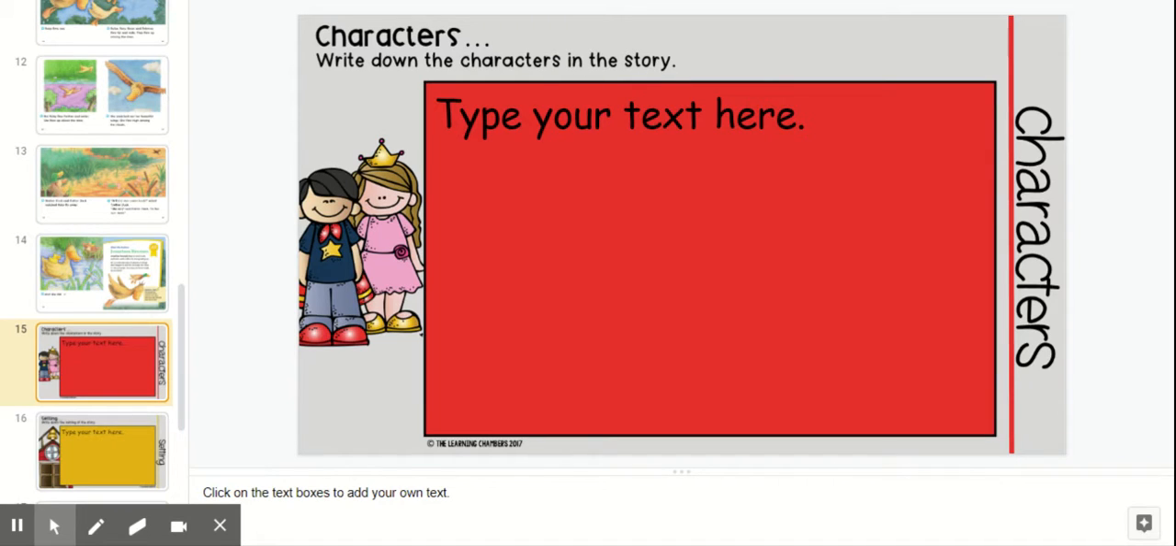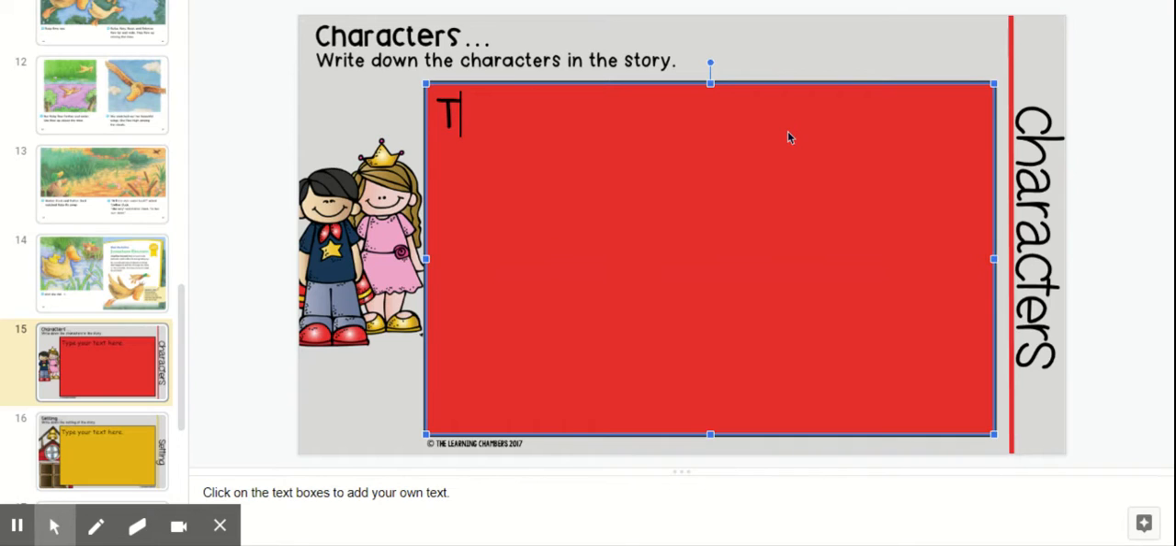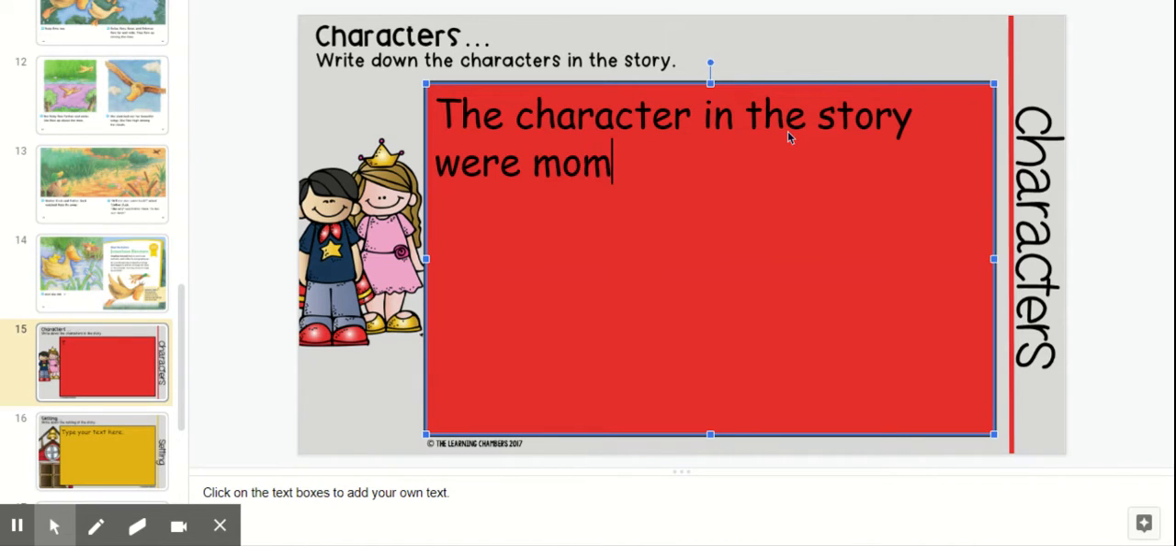And right here where it says type your text here, you'll click, and you'll erase this text because you don't need that. But you'll write the characters in the story were mom and dad, and the brothers and sisters were, let's see, I know Ruby was the baby, and they all start with R.